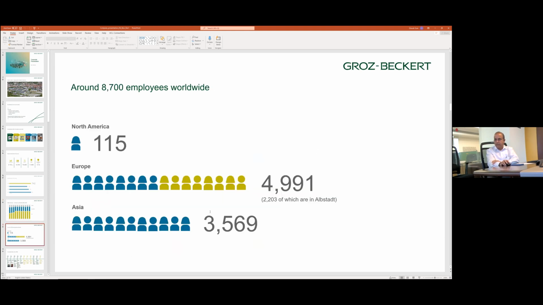This is our spread of employees across the globe. In America, we have nearly 115. In Europe, we have close to 5,000 employees. And in Asia, we have nearly 3,600 employees.